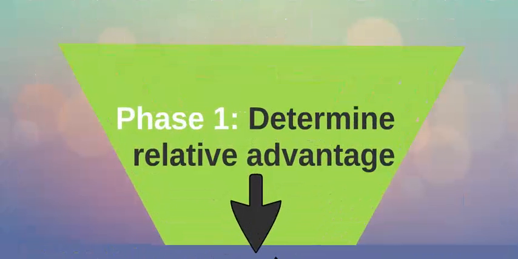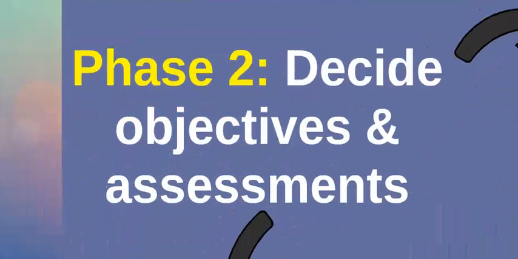The first phase is to determine relative advantage. What this means is to figure out why you would use a technology-based method to teach the topic. During this phase, you would determine if using technology would provide an advantage. If it would, then you would move on to phase 2. The second phase is to decide objectives and assessments. You want to determine what outcomes to expect from the new methods and how you would assess these outcomes.